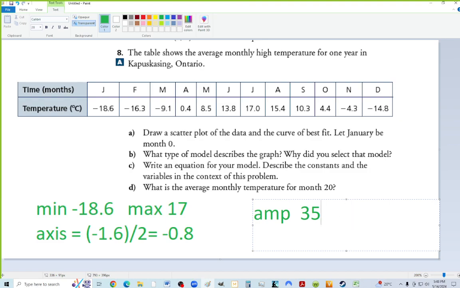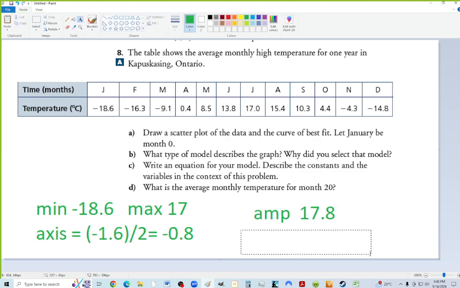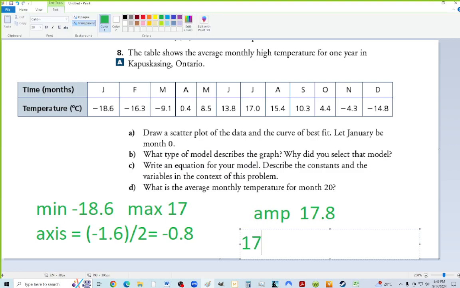17.8. Right. So you figured out the amplitude. Can you tell me some numbers I would write into a formula with just these axes? It would be 17.8 sine. So we'll just do it like that. 17.8, we'll leave it sine for now until we figure it out some more. Then what else can I put? Plus, subtract 0.8. Right.